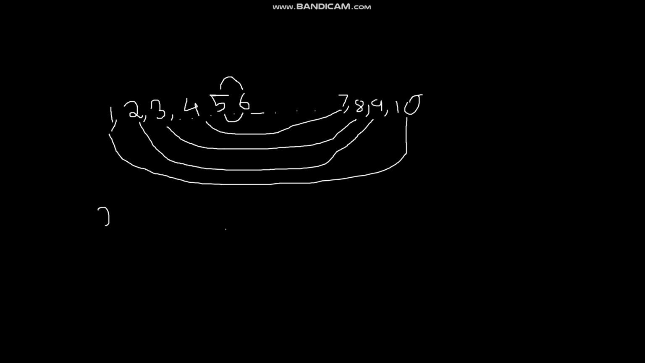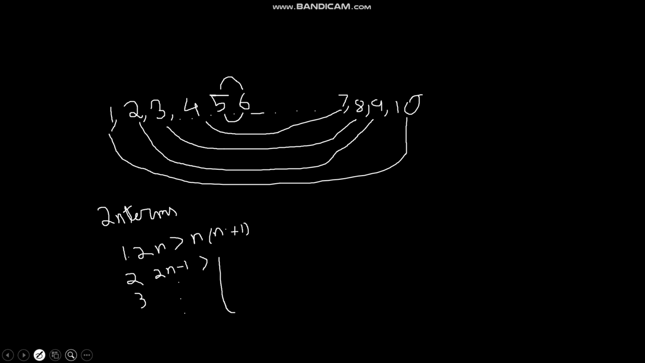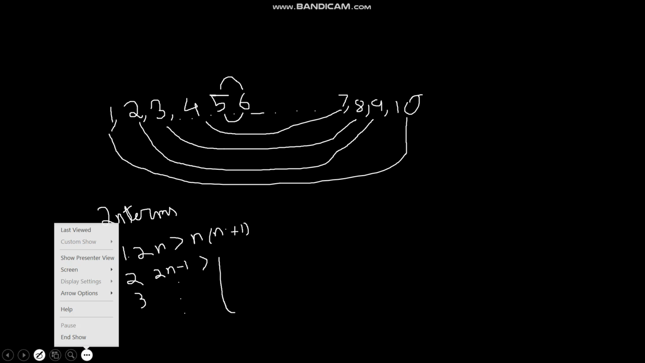And so if there are 2n terms, how can we write the statement? Let's say 2n terms, then we can write that 1 into 2n is greater than n into n plus 1. And similarly, other statements can also be checked, like 2 into 2n minus 1 and so on. It will go on like this, but this term will remain the same. This is the thing I wanted to tell you. With this knowledge, we can easily solve the question.